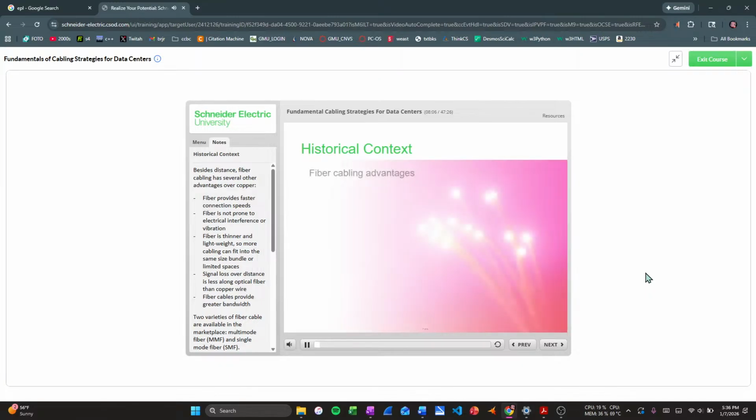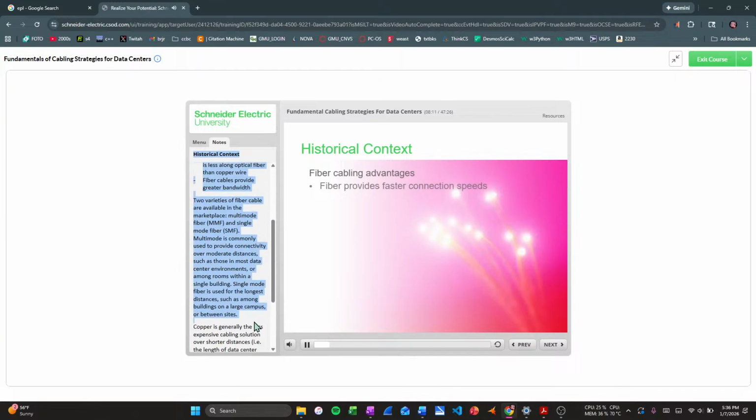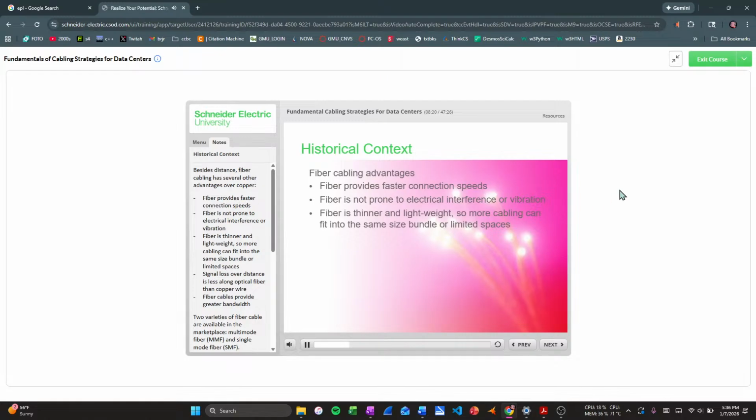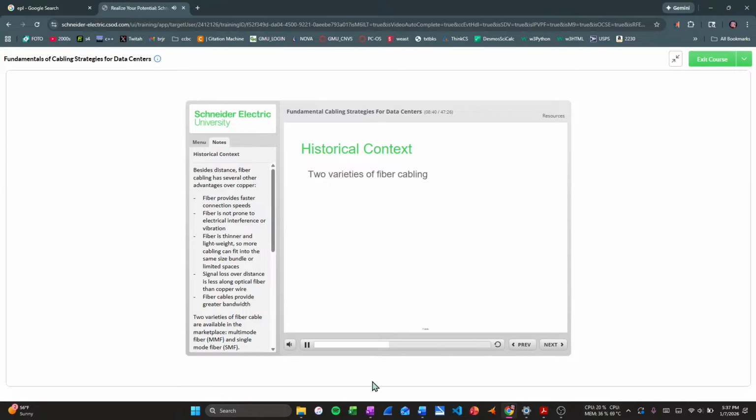Besides distance, fiber cabling has several other advantages over copper. Fiber provides faster connection speeds. Fiber is not prone to electrical interference or vibration. Fiber is thinner and lightweight, so more cabling can fit into the same size bundle or limited spaces. Signal loss over distance is less along optical fiber than copper wire. Fiber cables provide greater bandwidth. Two varieties of fiber cable are available in the marketplace.